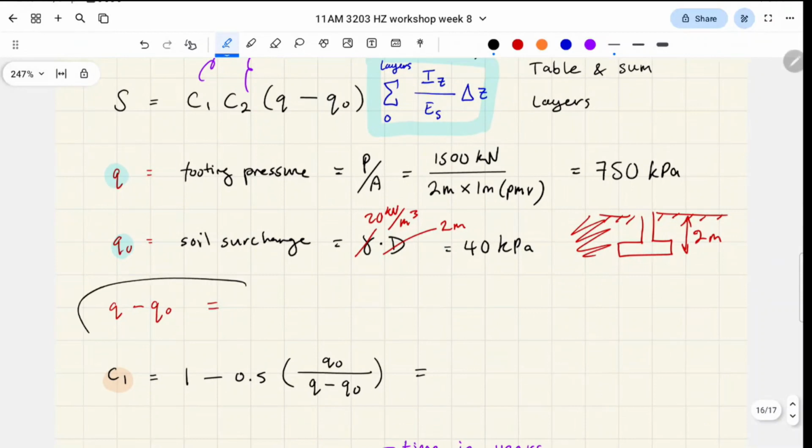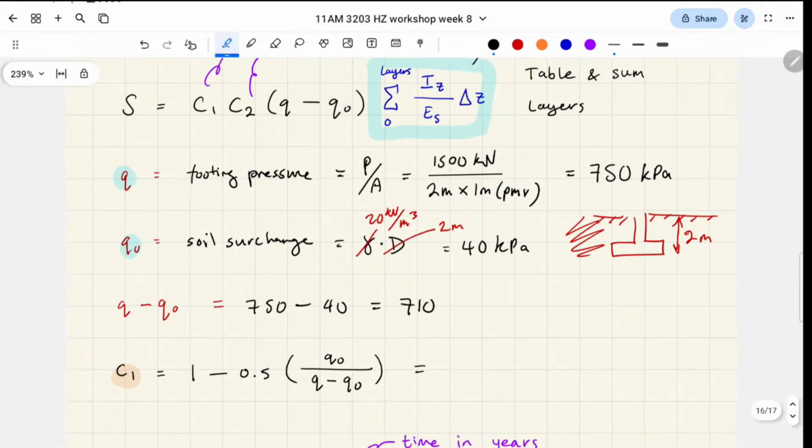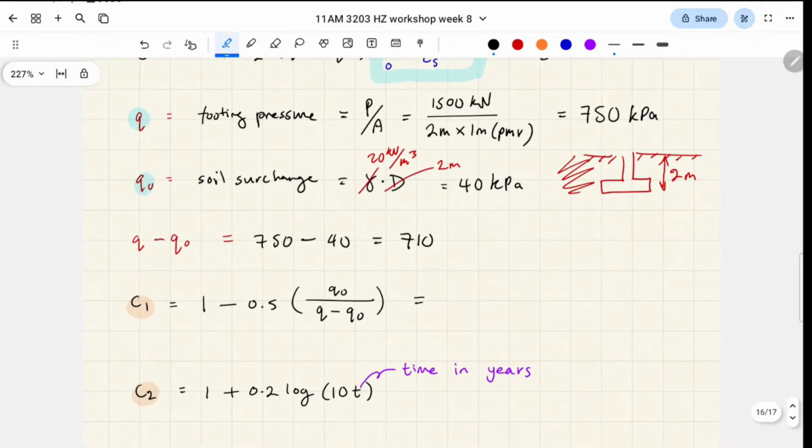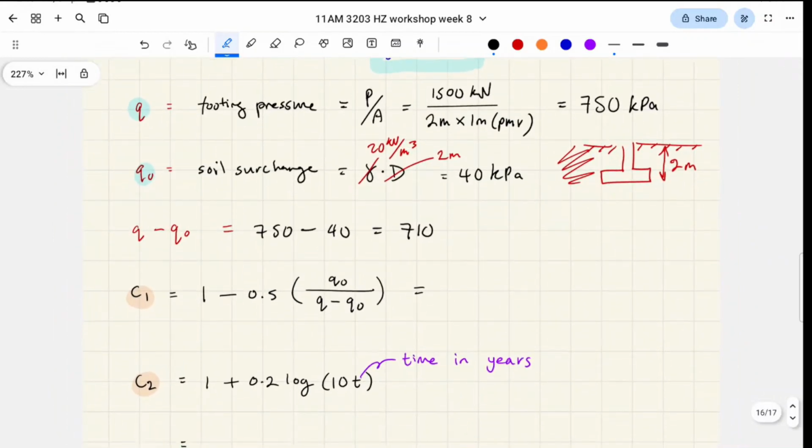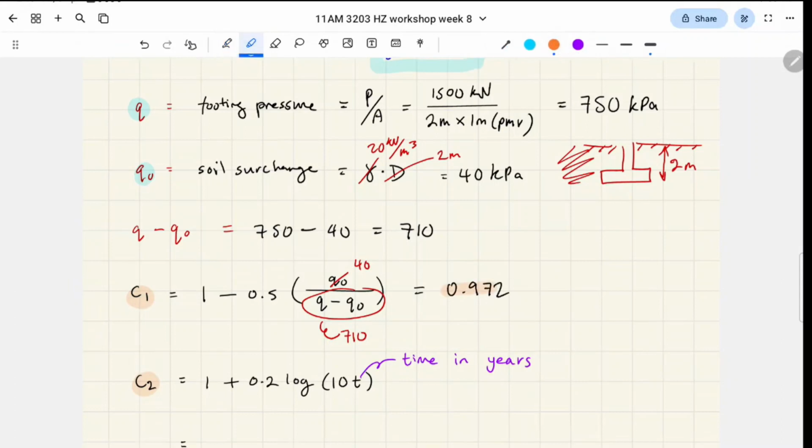This is just an intermediate step, but it helps to calculate. Q minus Q naught, that's going to be 750 minus 40. Okay, so C1 has a formula, and we've already pre-baked everything we need for that formula, and this is a constant. I'm going to plug in Q0 is 40, and I'm going to plug in this bottom part as 710. This spits out 0.972, like that.